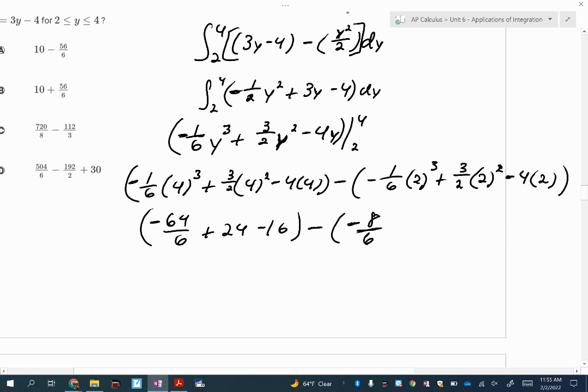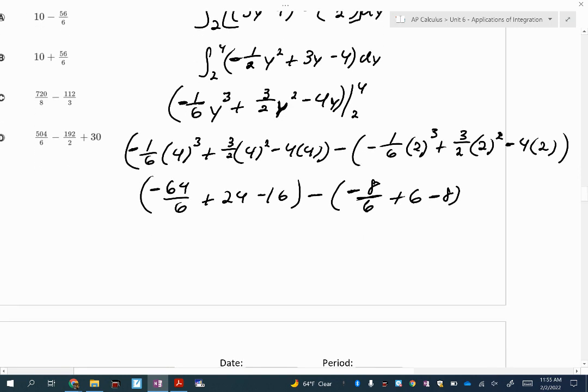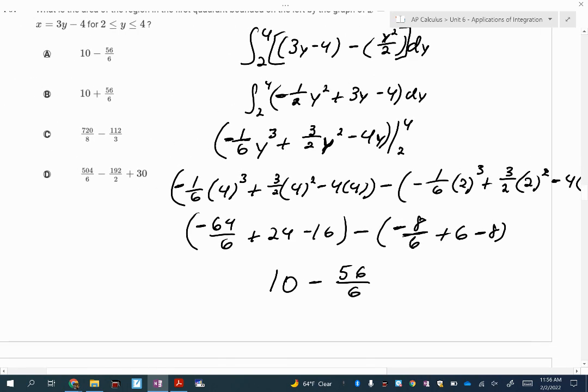And then that's going to be plus 6, and then minus 8. So if I do all the numbers that are not fractions, I have 8 minus a negative 2, which is actually 10. Then negative 64/6 plus 8/6, right? Subtracting negatives, addition, is going to be negative 56/6. So it's going to be letter A.